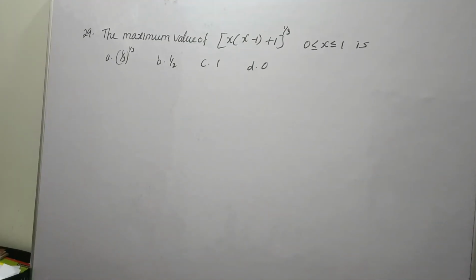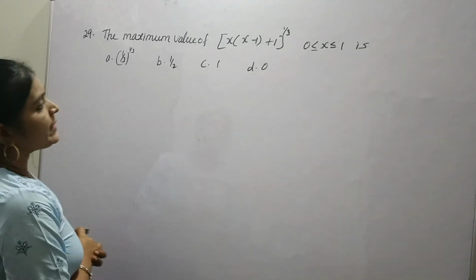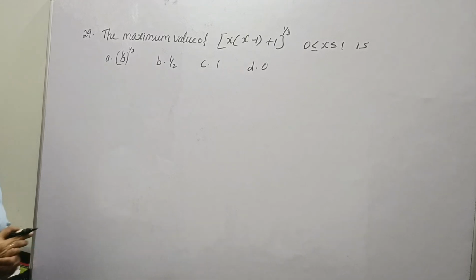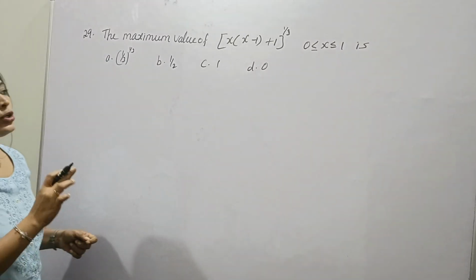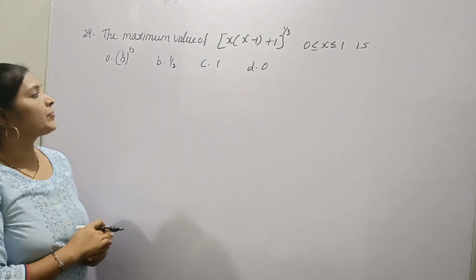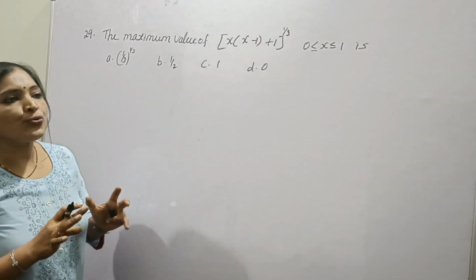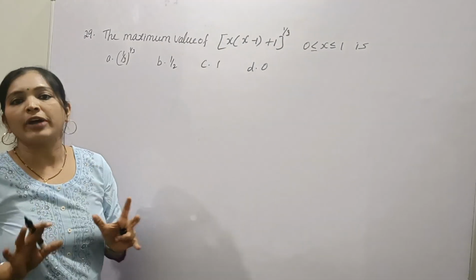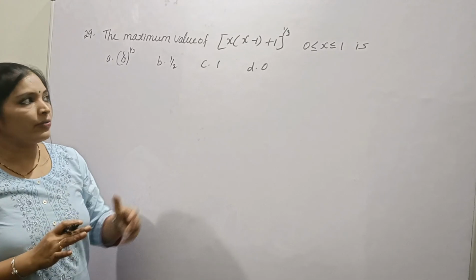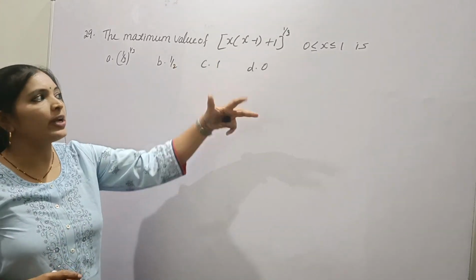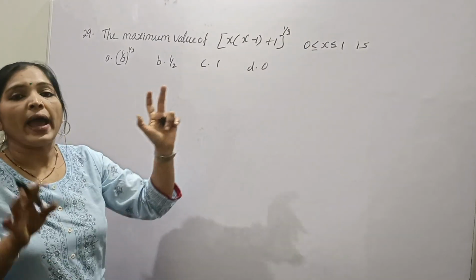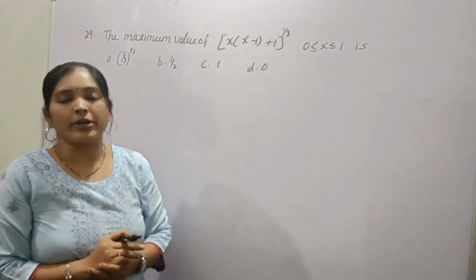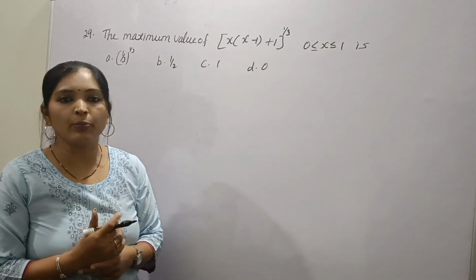The maximum value of x into x minus 1 plus 1, whole raised to 1 by 3, for 0 less than or equal to x less than or equal to 1 is. Here we have to find the maximum value of this function. So let's say it is f of x, we have to find f of 0, f of 1 and f of the critical points. Okay, value of the function at critical points.